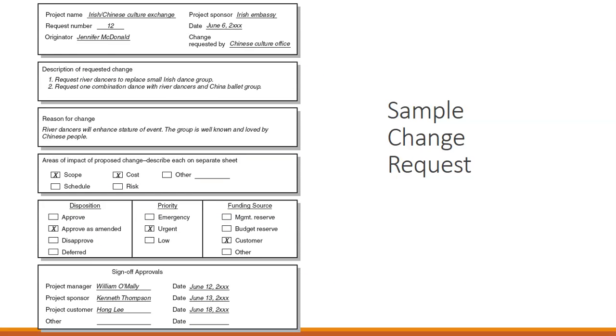This is an example of a change request. So we're doing a project. It's an Irish-Chinese culture exchange. We want to request river dancers to replace the original Irish dance group that we had. And we want to request one combination dance with the Chinese ballet group and the river dancers. What is the scope? What's the cost? Who is in charge of it? The priority is urgent. The funding source is the customer is paying for it. And then we have who needs to sign off on approvals.